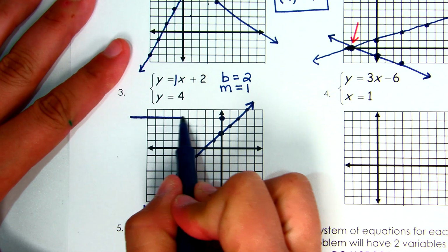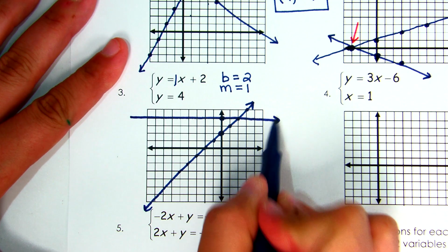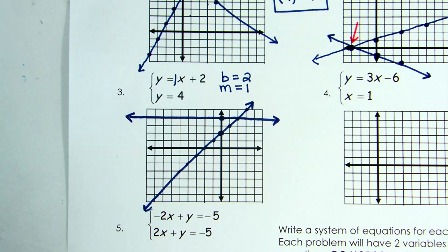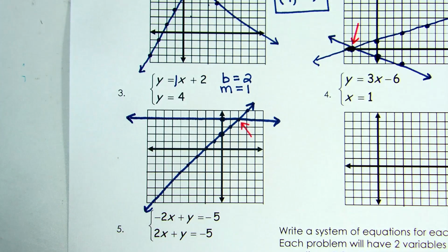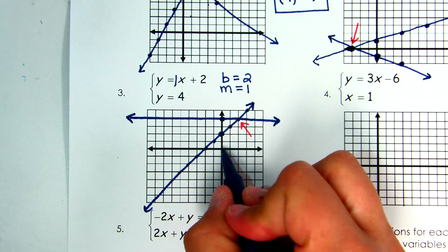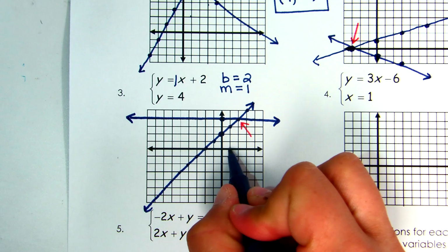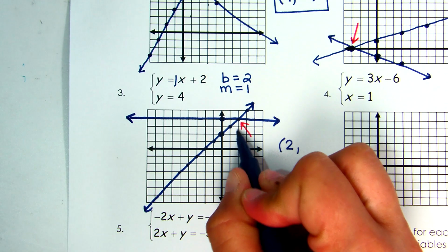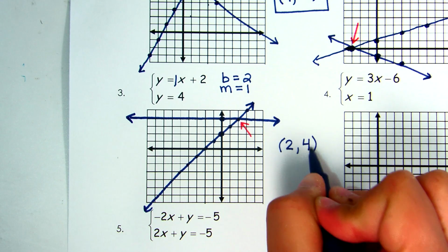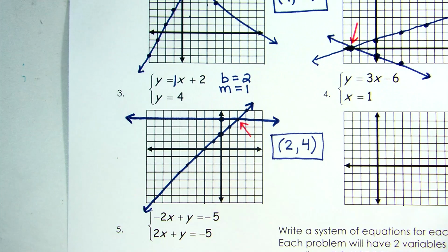So when I draw my line through 4 on the y, I see that my lines intersect at this point. The coordinates of that point are 1, 2, and then they go up 1, 2, 3, 4. 2, 4, where my lines intersect.